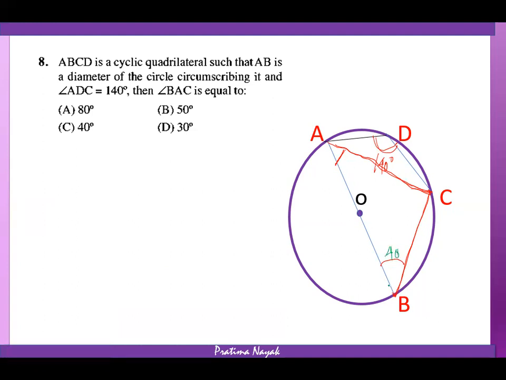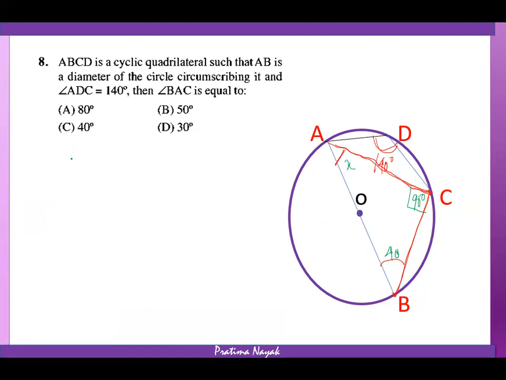Because ABCD is a cyclic quadrilateral, so angle D plus B will make 180 degrees. So certainly it will be 40 degrees. Next I can get this one. This is always 90 degrees. So are you getting this angle now? Yes, so I'll write the whole thing.